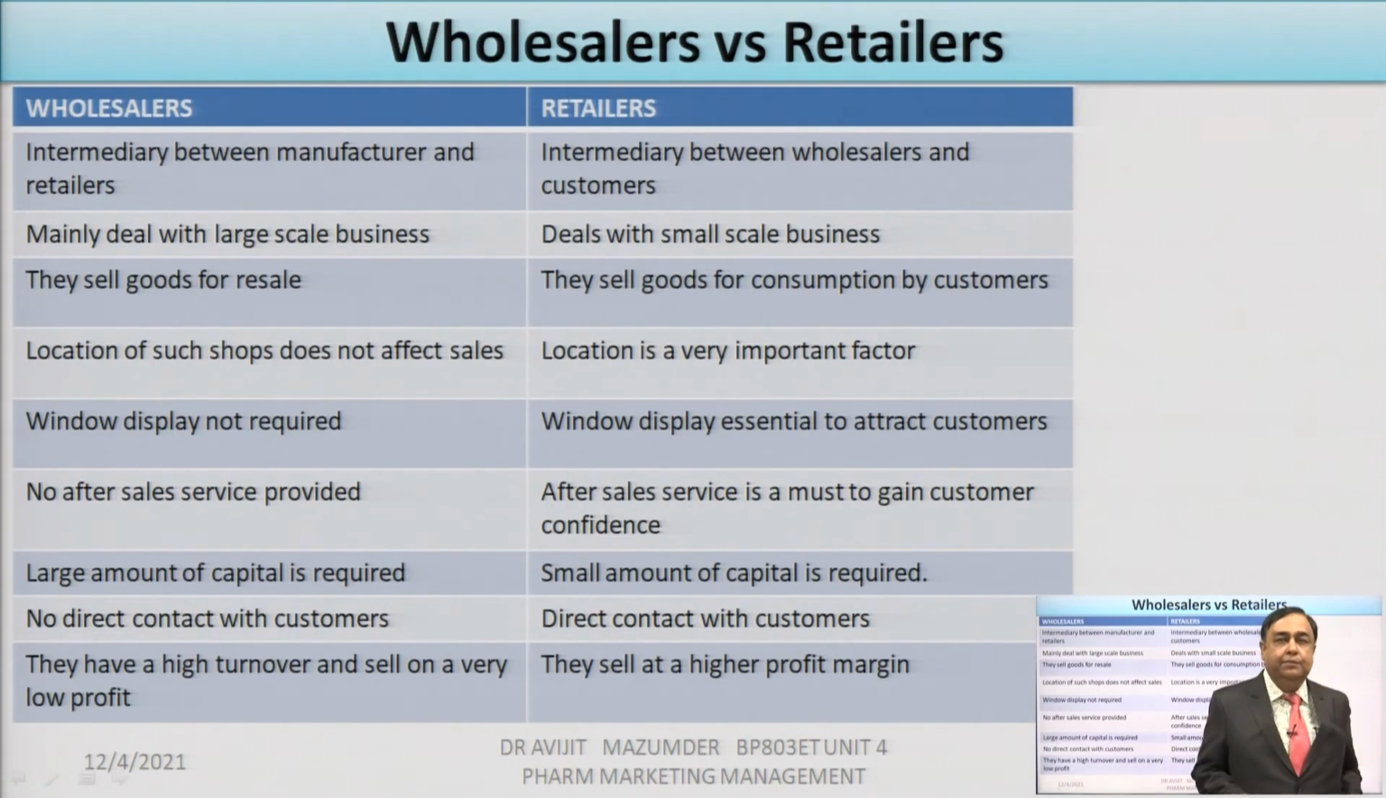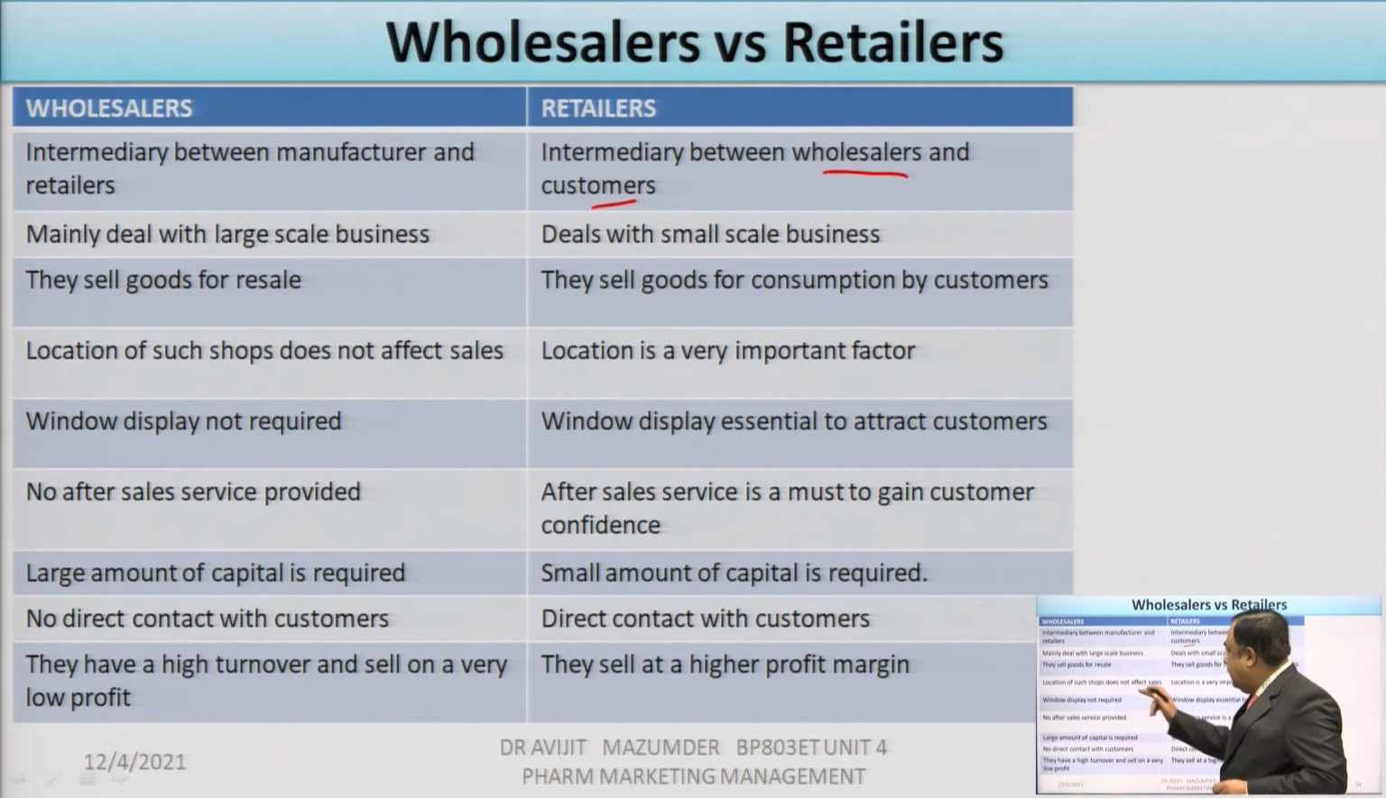A quick comparison of the retailers and the wholesalers. Wholesalers are intermediaries between manufacturers and retailers. On the other hand, retailers are between the wholesalers and the customers. Wholesalers mainly deal with large scale business, retailers deal with small scale business. Location of such shops does not affect the sales. Wholesaler, wherever he is located, has hardly any effect on the sales, because customers need not go to the wholesalers, but the location of the retailers is of utmost priority, because the customer has to go there.